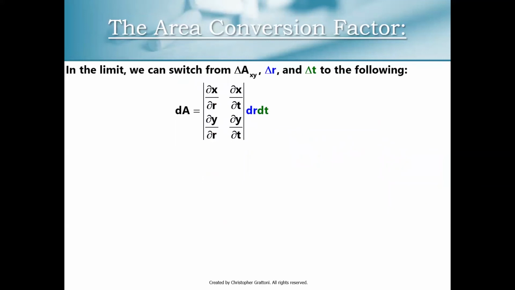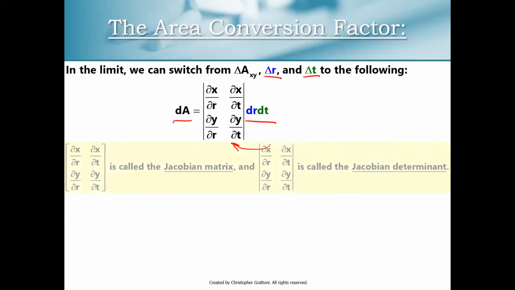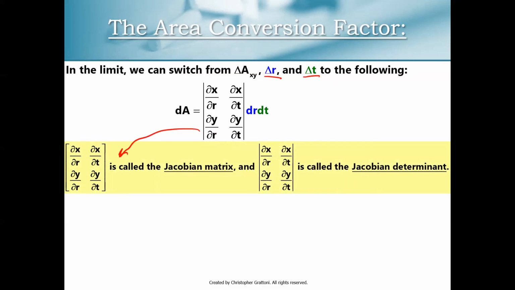All right, so first of all, in the limit, and you see this happen in calculus all the time, we were working with delta r and delta t. In the limit, we're going to have dA is equal to this 2x2 determinant dr dt. And there's a name for this. As a matrix, this is called the Jacobian matrix. And as a determinant, we call it the Jacobian determinant.